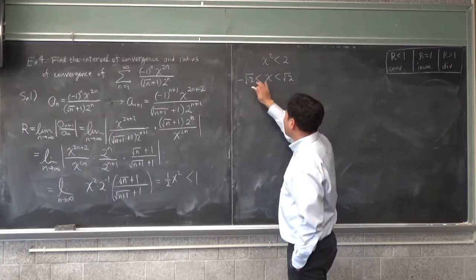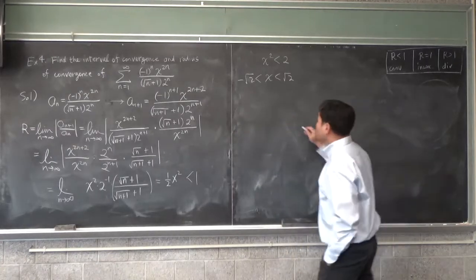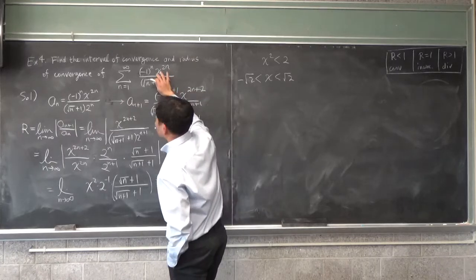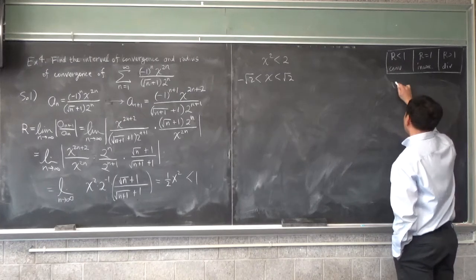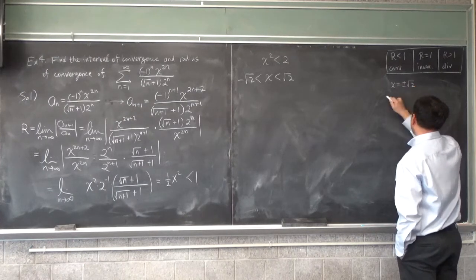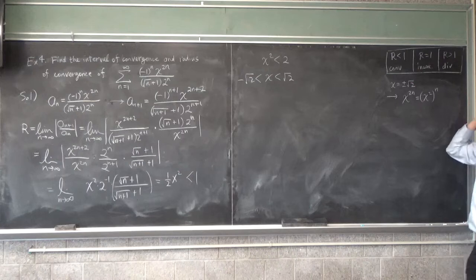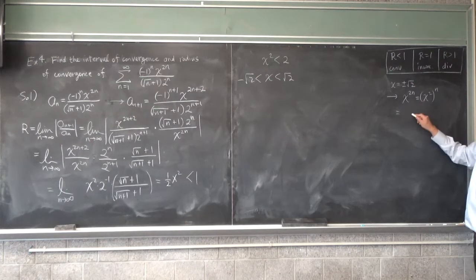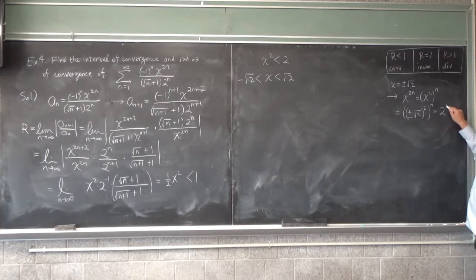And now we have two boundary values that you have to check. However, when you plug in these boundary values, whether it's plus or minus square root of 2, here's what I want to say. If x is equal to plus or minus square root of 2, then x to the 2nth power is the same as x squared to the nth power. Whether it's plus or minus square root of 2, squaring takes away the negative value. The square will cancel the square root, it's just 2. 2 to the n, that's what you get.